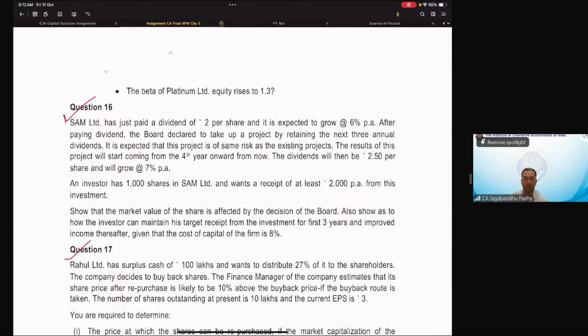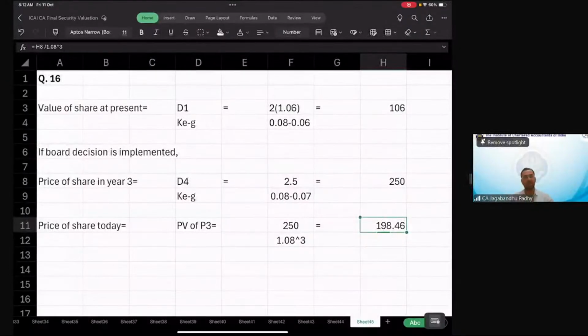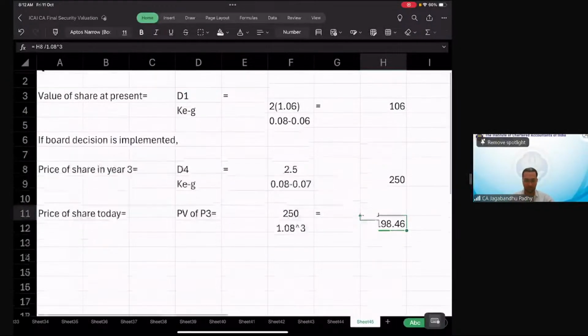How is the investor going to maintain that degree of cash flow? He will have to sell a few shares in each of the years to get this amount of cash flow. Now, to get the number of shares which he is going to sell, we need to calculate the price of the share in each of the years.